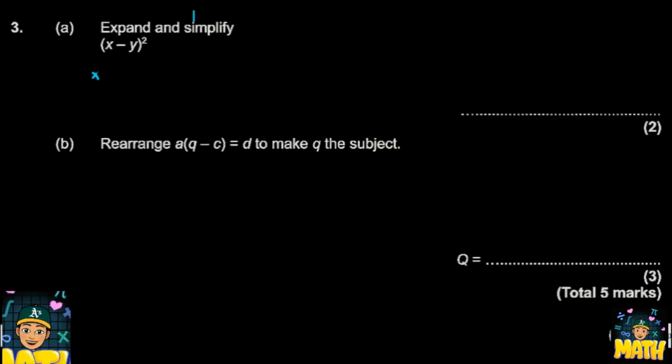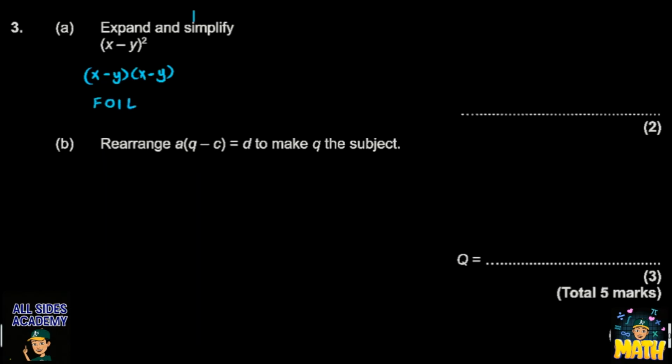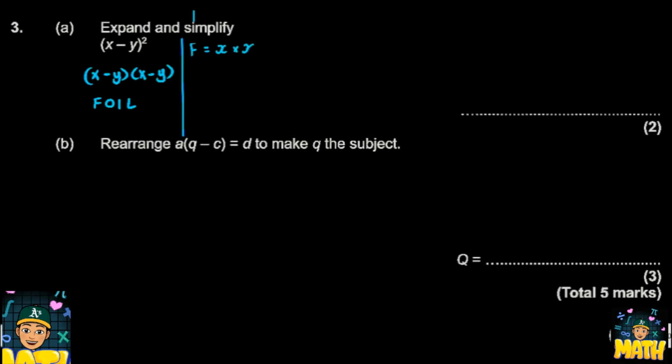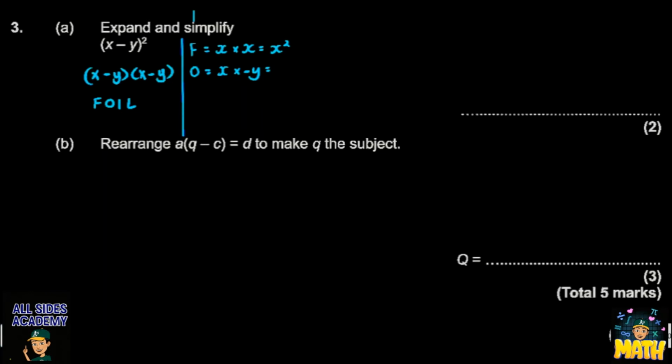Expand x minus y squared. So this is the same as x minus y times x minus y. I'll use the FOIL formula to expand these two brackets. FOIL stands for first, outer, inner, and last. So the first letters will be x times x, which is x squared. Then the outer ones are x times negative y. So the two multiplied together will give us negative xy.